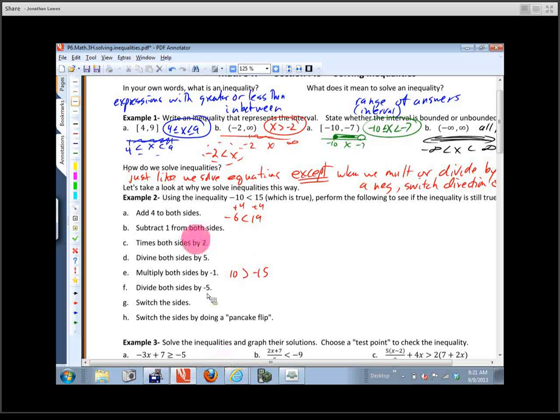Okay? And you could go through and check this right here. We can switch sides, but you can't switch sides without taking the whole inequality and flipping the entire thing over. So we couldn't do this. Whoops, -10. But I could take the whole thing, including the inequality, and do what we talked about last week, just do a big pancake flip. So we could do 15 and -10 and flip that over also, and that would still be true, okay?